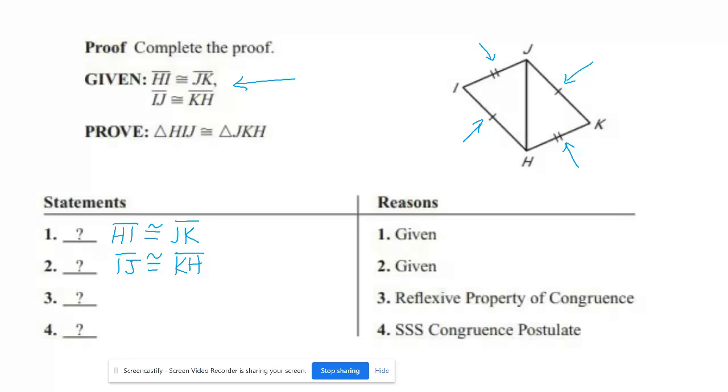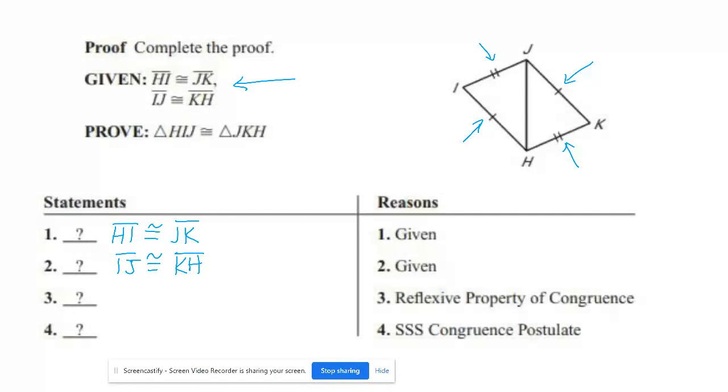So from what we've already learned, we know to show these triangles congruent, we either need to get a third pair of congruent sides or we need to get a pair of angles. So what we're going to do with this proof is the reasons are already written for us. We're going to look at the reasons and see if we can match our next step to the reason they give us. So the reason they give us for the third step is reflexive property of congruence. And we know that that means that anything is congruent to itself.